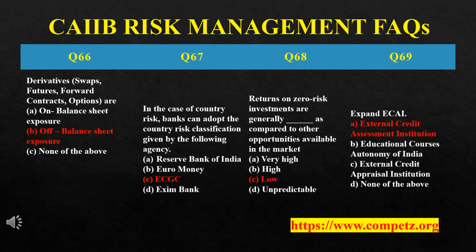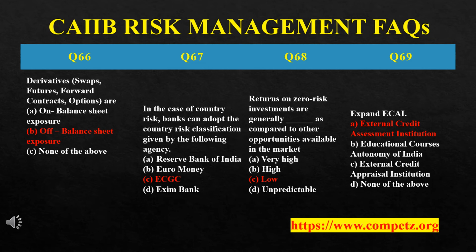Then the next question, returns on zero risk investments are generally dash as compared to the other opportunities available in the market. I will repeat once again the question. Returns on zero risk investment are generally dash as compared to other opportunities available in the market. There are 4 options: very high, high, low and unpredictable. For this the answer is C, low. Why? Because when the risk is low, the reward will also be low. Generally, high risk investments have to offer higher returns to compensate for the higher risk involved in that.